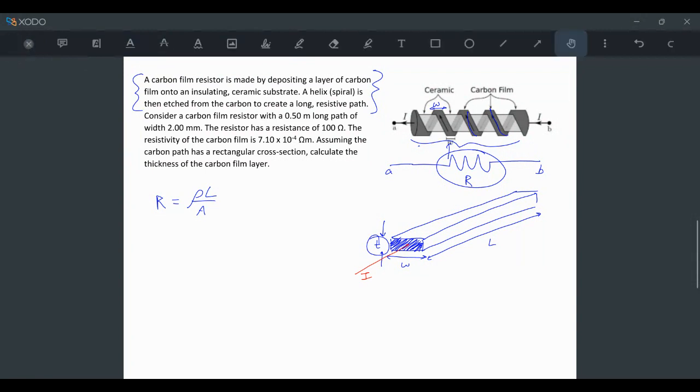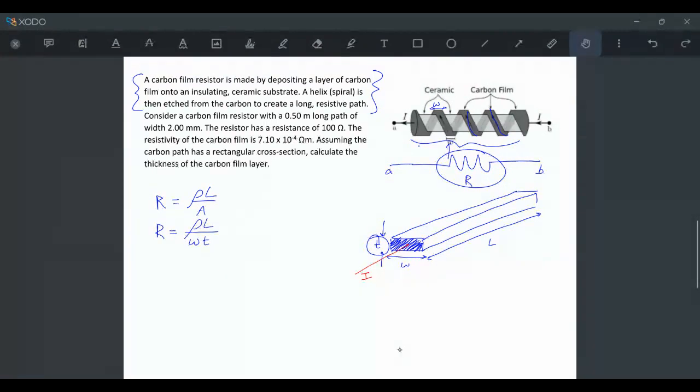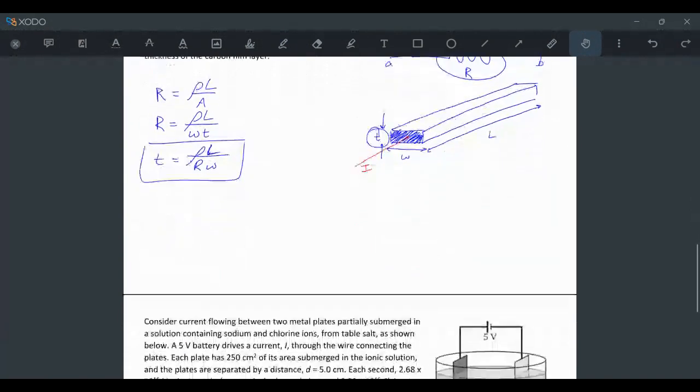And because it's a rectangle, the area of that is really, really simple. The resistance is equal to rho L divided by the width times the thickness. What we want to solve for is the thickness. So we just need to bring the T over to the left side and the R over to the right side. So we have the resistivity times the length divided by the resistance, also divided by the width. So this is our final answer. Super duper simple. There's really nothing more to it than that.